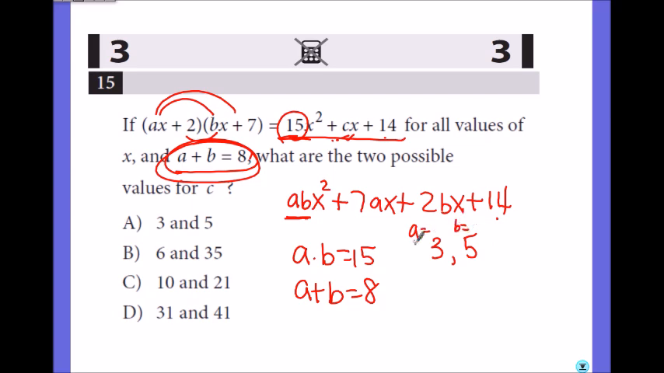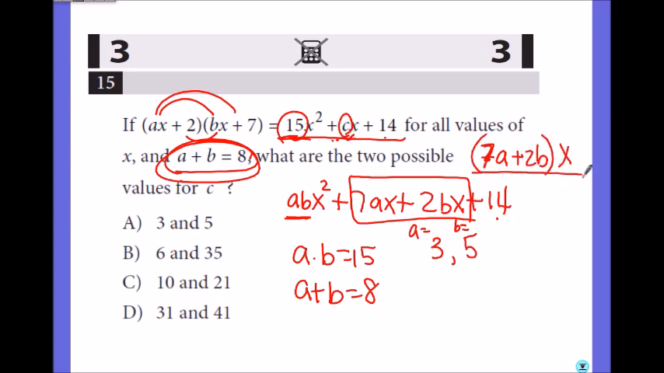Okay? But let's go ahead and try a as 3. So this is my c here, which is 7a plus 2b times x, right? When you factor out x, that's my c, the coefficient of x. So what's 7 times 3 plus 2 times b, which is 5. I get 21 plus 10, which is 31.